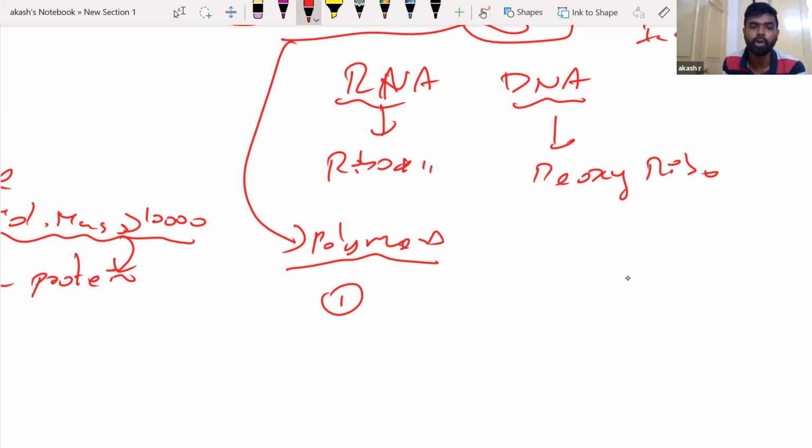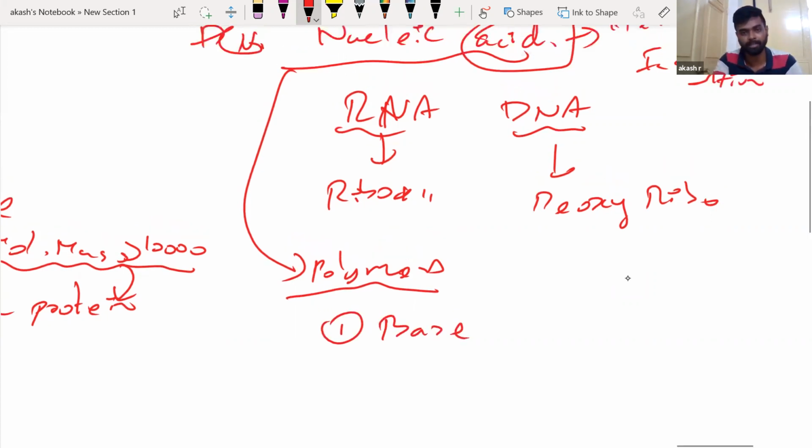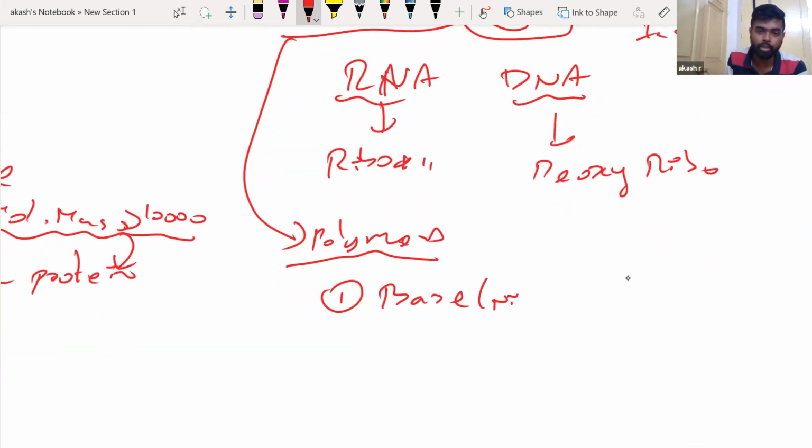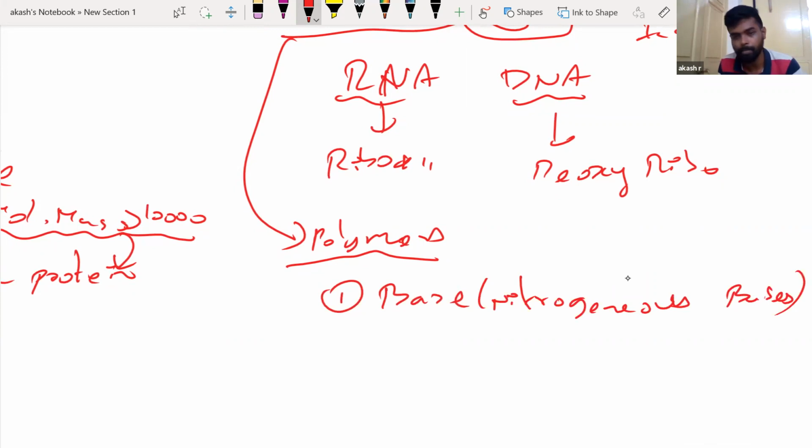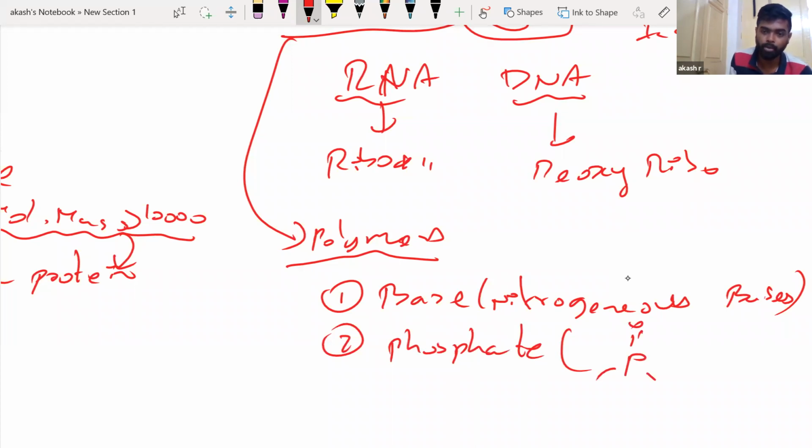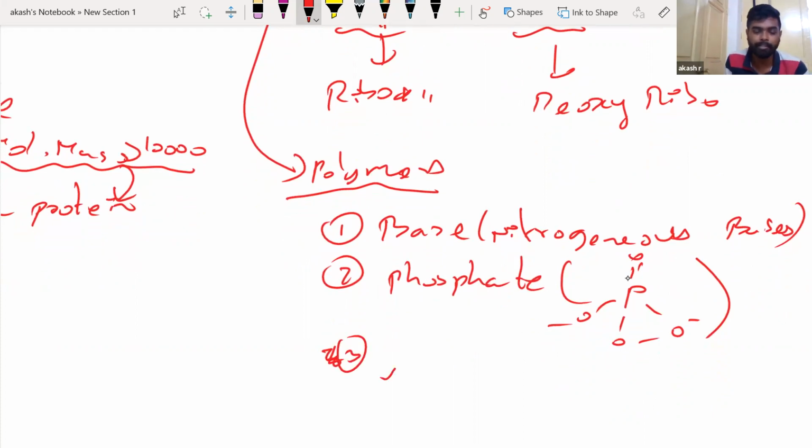Okay, first one which you have to know is a base, right? Any nucleic acid will contain bases. I will call them nitrogenous bases. First thing they contain is a base, very important. Next thing they will contain is a phosphate. Phosphate is basically P double bond O, O minus, O minus. PO4 3 minus is what makes phosphate. And then the third thing they will have is some sugars, or carbohydrates. Let me call it sugars. So you will have a base, you will have phosphate, and you will have some sugars.